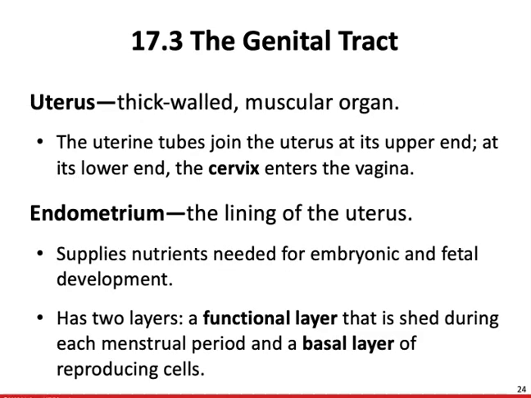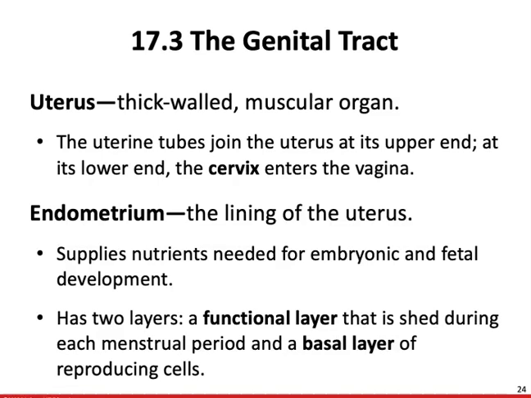The uterus is a thick-walled muscular organ. The uterine tubes are going to join the uterus at its upper end. At the lower end, the cervix is going to enter into the vagina. Now, cancer of the cervix is a very common form of cancer in women. This is usually detected with a Pap test, which is the removal of a few cells from the cervix for microscopic examination for any abnormalities.